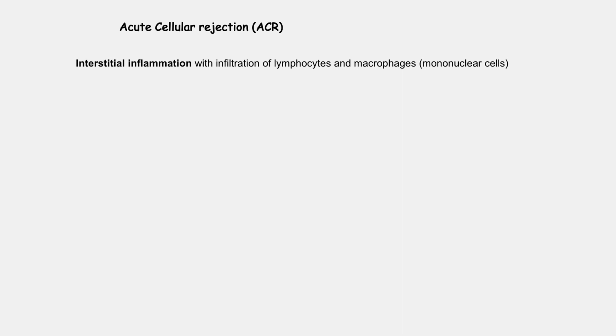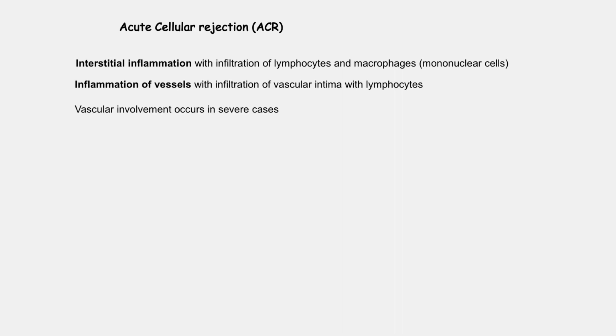In acute cellular rejection, recipient cytotoxic cells infiltrate the parenchyma of the transplanted organ. In case of kidney transplant, it results in interstitial inflammation and inflammation around renal tubules. Inflammation of vessels can also occur in more severe cases.